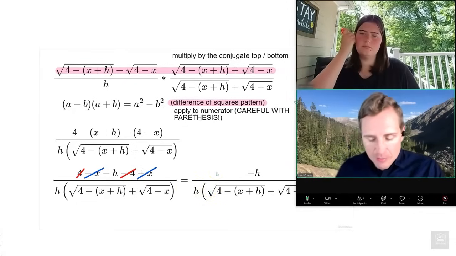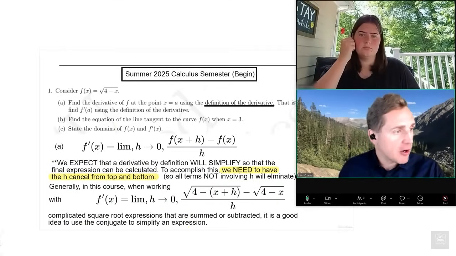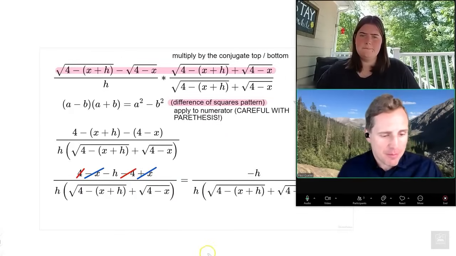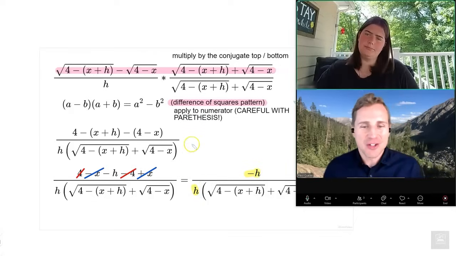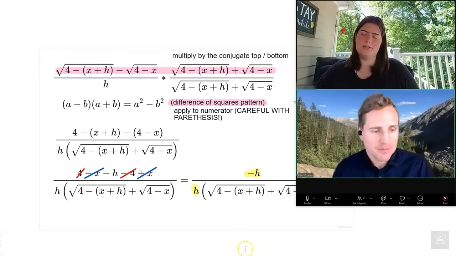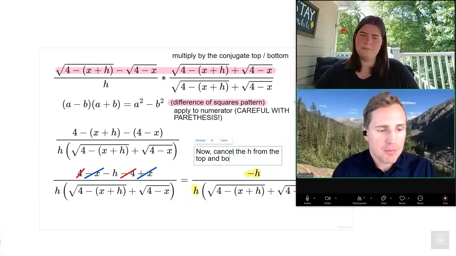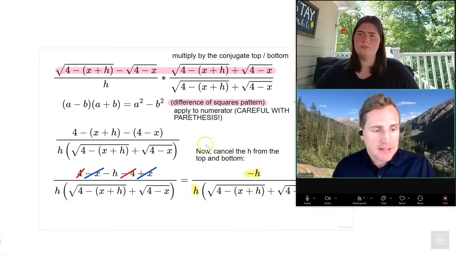Now comes that very important moment that, in fact, just to make sure we're clear, I'm even going to use the highlighter, right? We need to have h cancel from top and bottom. So, back to here, are we now set up for success? Yeah. So can we cancel the h from top and bottom? Yes. Okay, so let's write this down: cancel the h from the top and bottom.